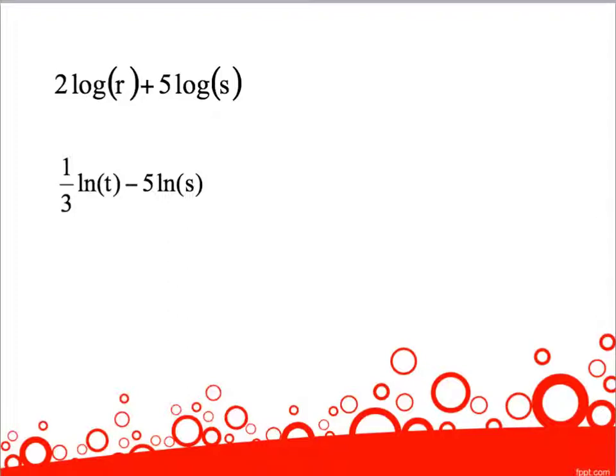So now we're going to look at a few examples that are a little more complicated because we have more than one property being used. So let's look at this one. We have 2 log of r plus 5 log of s. So the first thing you're going to want to do is take your exponents back up. Now remember, that's usually the last thing that we did when we were expanding. When you condense, you work backwards.